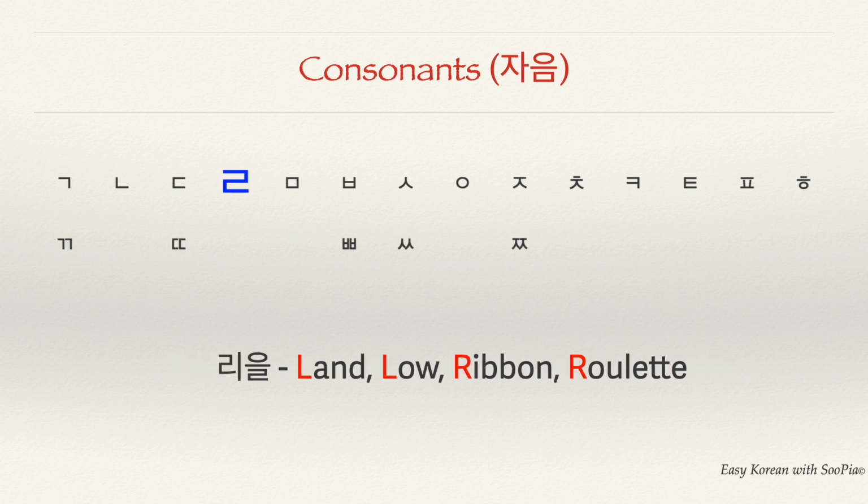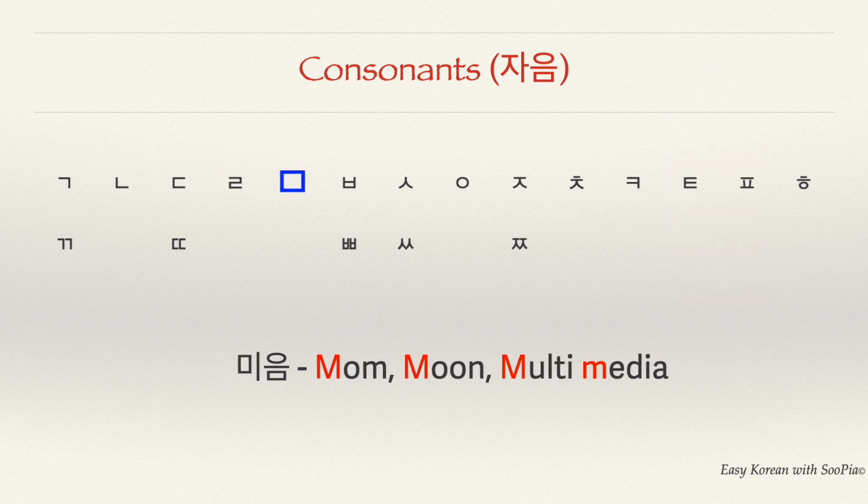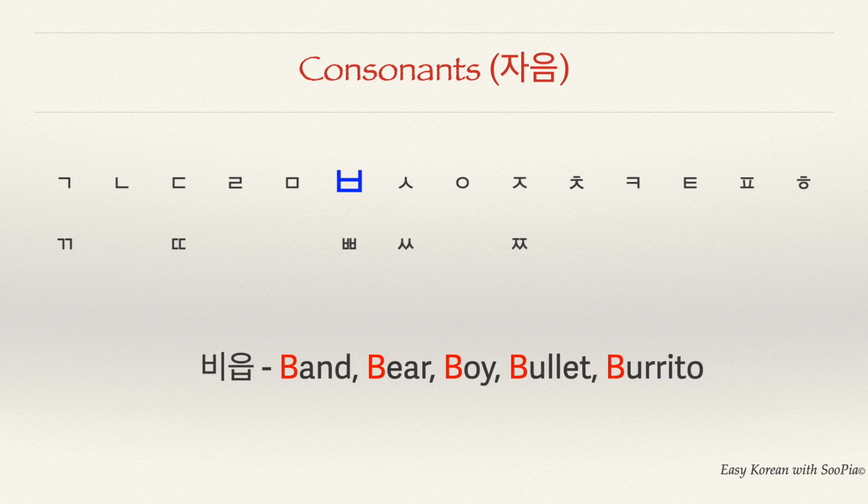Liul is the fourth consonant and is also grouped with other tongue sounds such as niun and digut. Liul makes a sound similar to the English L or R sound. The fifth consonant is called mium, which is the M sound. The sixth consonant is called piup, which is the P sound.